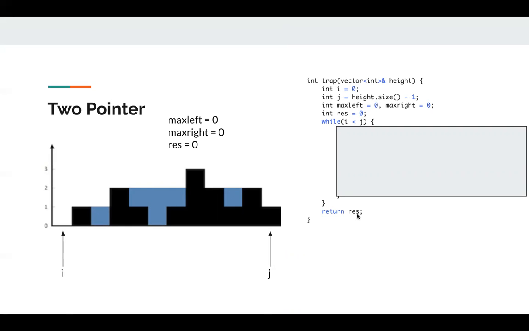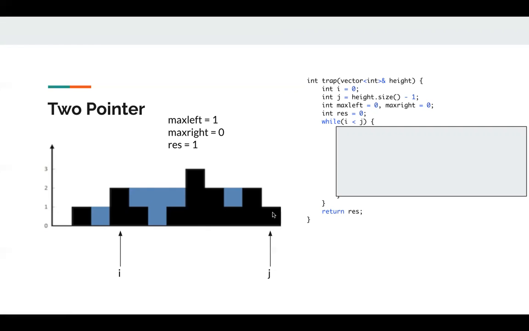Okay, let's see how we can get the correct answer. Let's go through the whole process for this example. At first, height i is smaller than height j, so we move i. Then at this point, height i is also smaller or equal to height j, so we also move i. Then we update max left to 1. In this case, height i is also smaller than height j, so we process i, and max left is 1. This has height 0, so we can trap 1 unit of water here. So result is updated to 1.